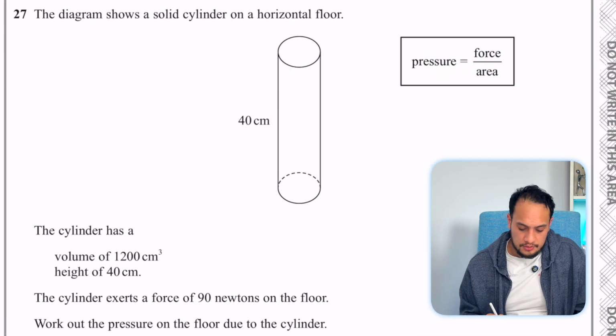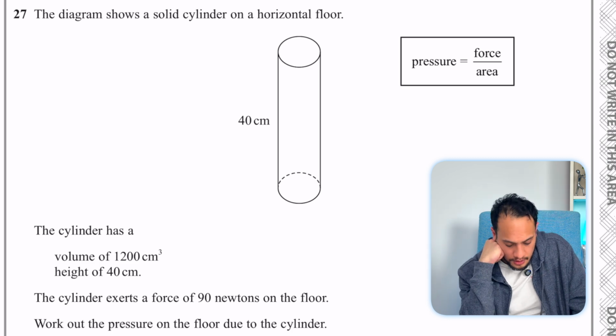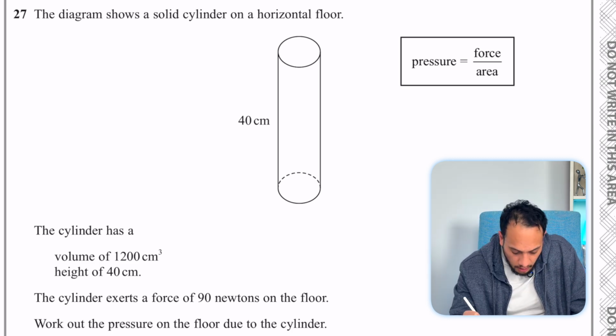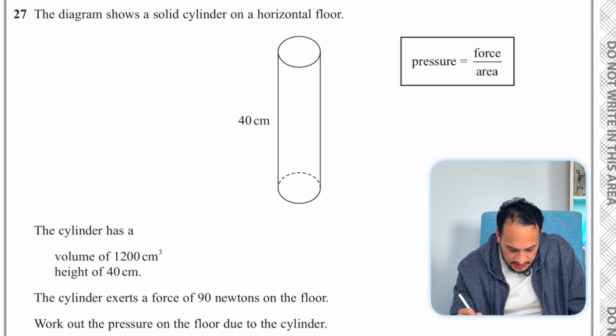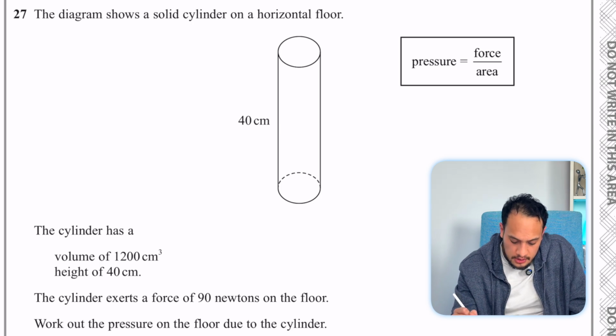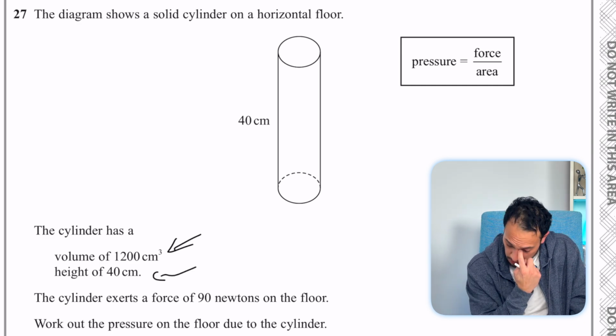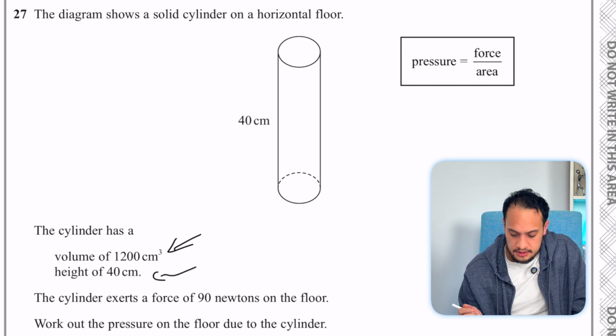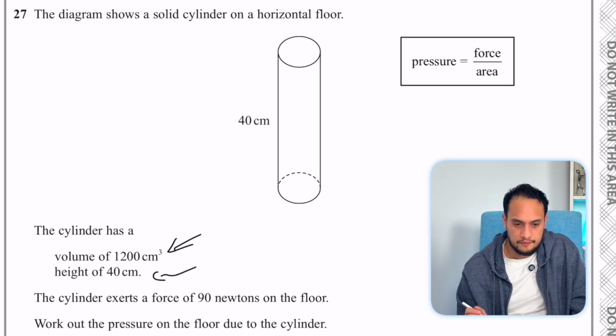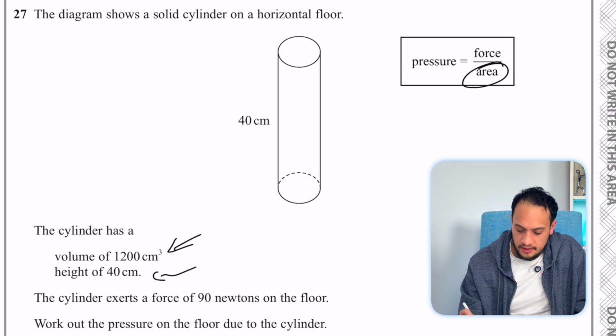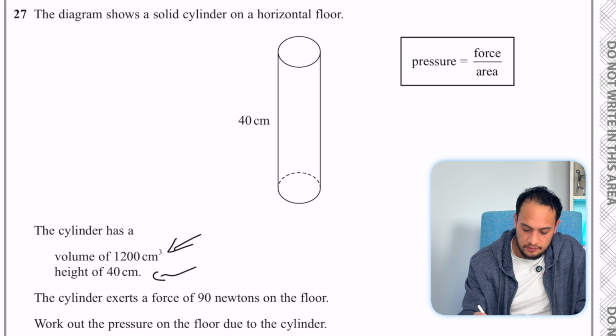27. The diagram shows a solid cylinder on a horizontal floor. The cylinder has a volume of 1,200 centimeters cubed and a height of 40 centimeters. The cylinder exerts a force of 90 newtons on the floor. Work out the pressure on the floor due to the cylinder. So we've got volume here, and the rough dimensions. We've got a height of 40 centimeters, but we don't have the area, so we need to find the area.